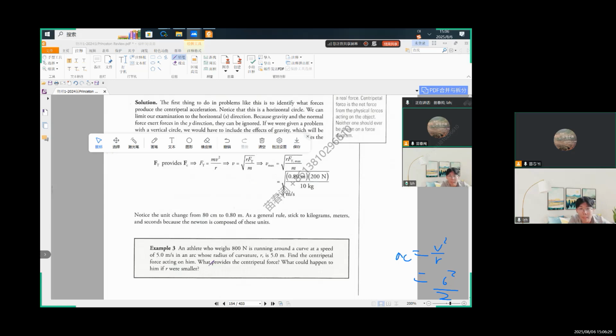And then, what provides the centripetal force? Gravity? See, there's a person running, right? He's turning around the curve, right? So gravity is in this direction. If he's standing here, gravity is here, and he's balanced. Because his velocity is going that way, and then he's turning perpendicular. So who is providing that perpendicular force? Not gravity. Gravity is vertical, right?